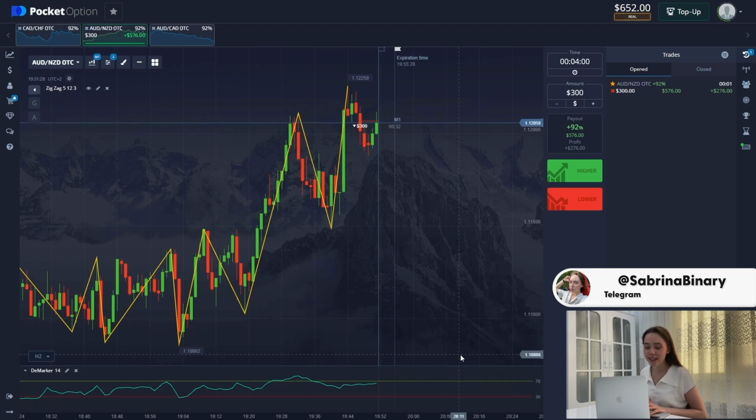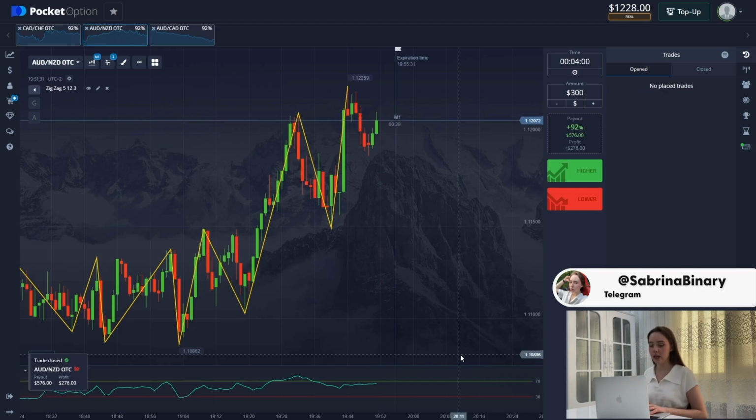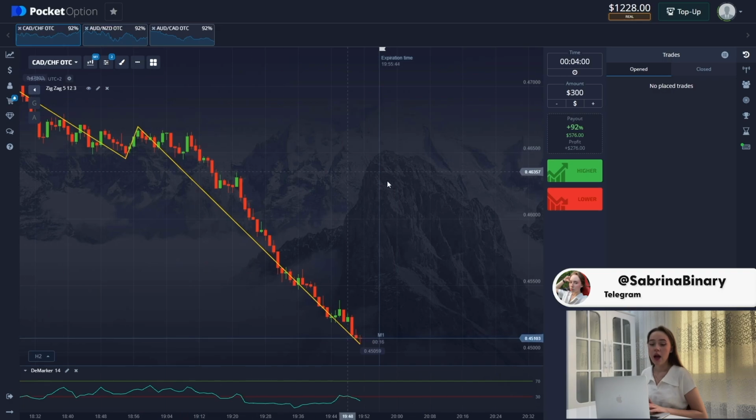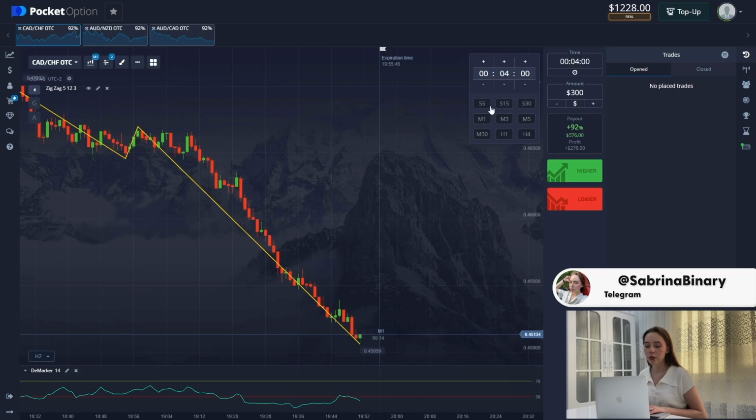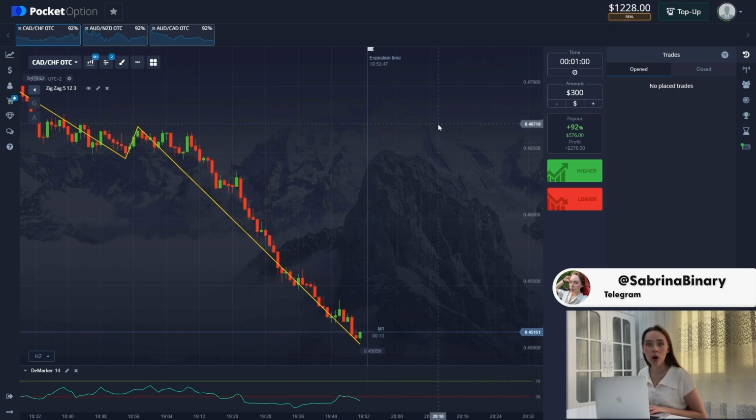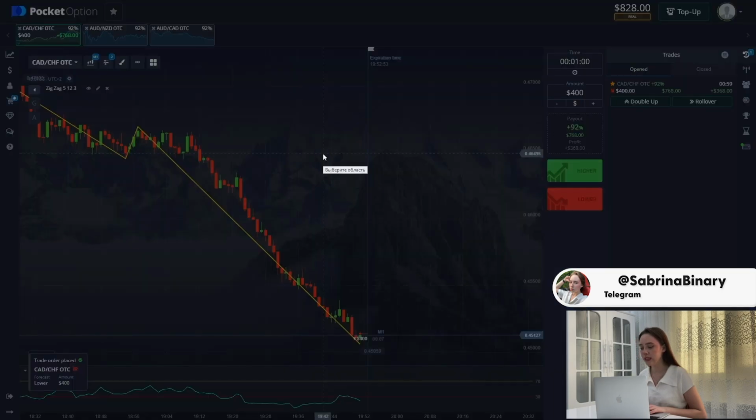And the second trade is closed for today, and our profit is $276, but we move to our last currency pair for today. And this currency pair is perfect for me. I will reduce the time frame to only 1 minute, and I'll open a trade for $400. In this case, I open a deal also on the price decrease.